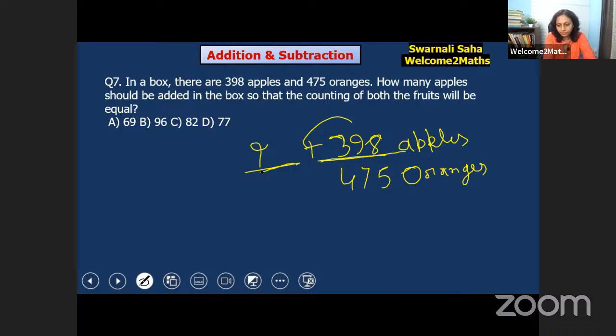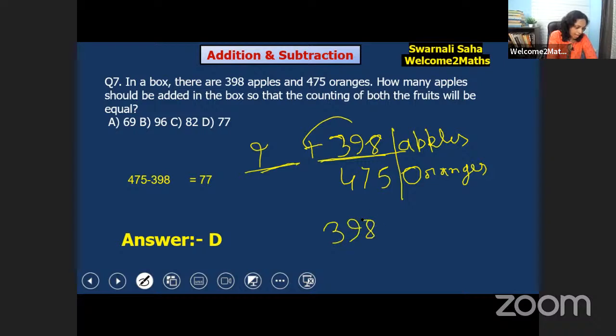Okay, so many answers are coming. They are saying option D. So let's check it. Yes, D is the answer. Very good. D is the right one. So 398 plus 77 would be 475. Okay. So 77 apples, we have to add more. Very good.